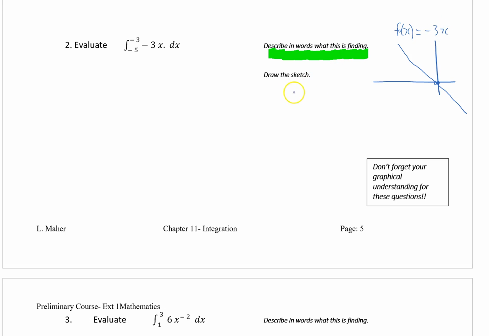Now what are we actually finding? We're finding the area under this from, let's go -1, -2, -3, -4, -5. We're finding the area under this curve from -5 to -3. We're actually finding this area. Now, in this case, we could actually do it by finding the area of the trapezium because the function is a straight line. However, we're not going to do it that way. We're going to use our calculus.